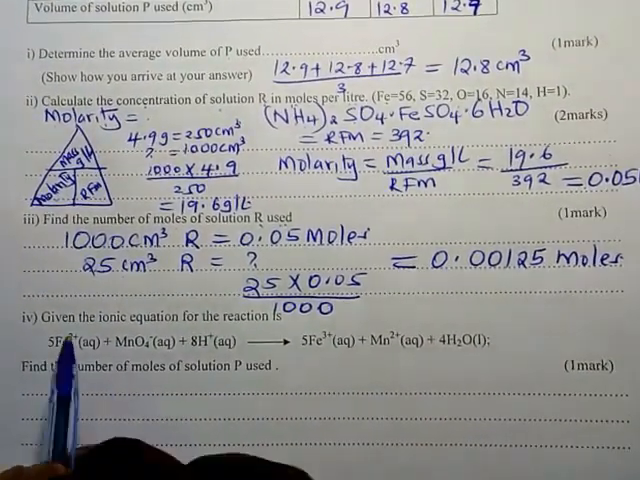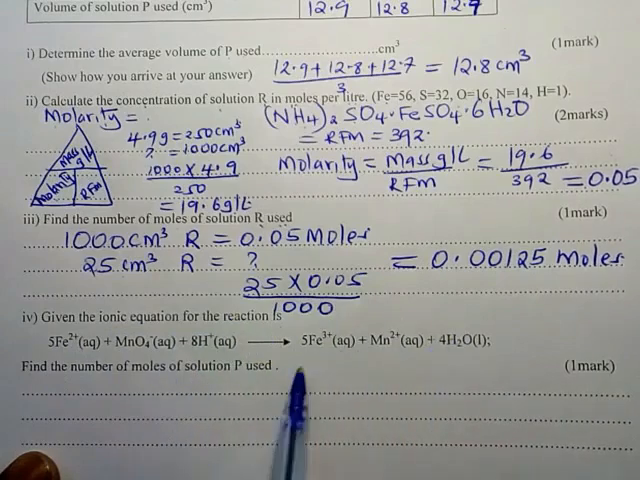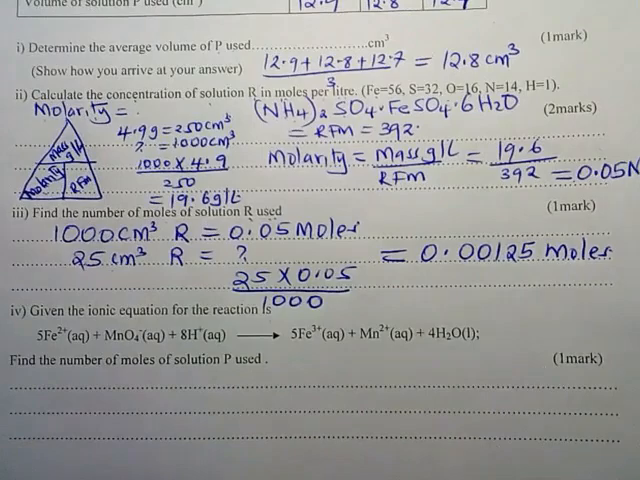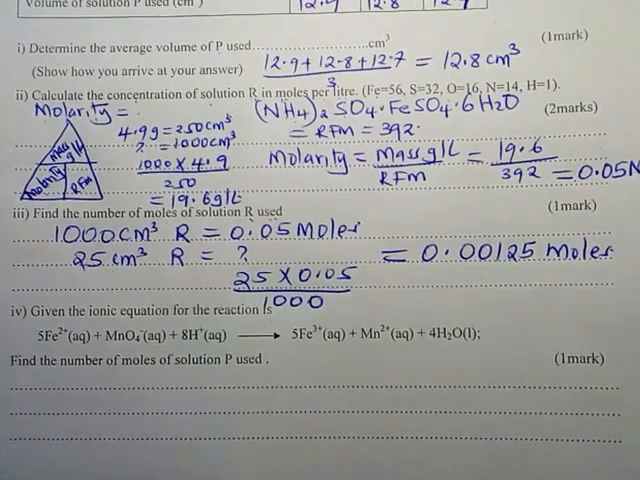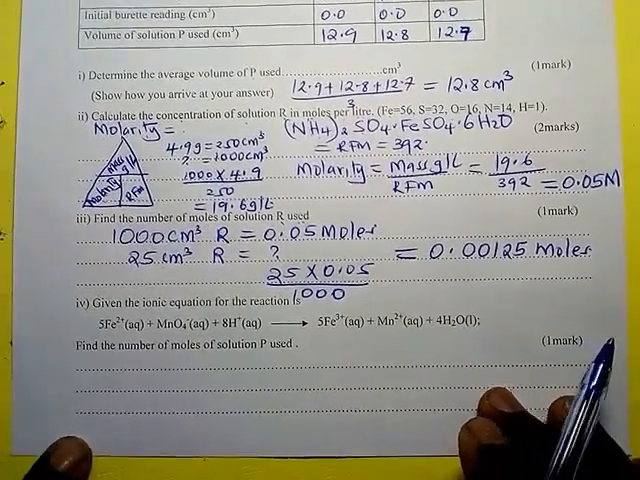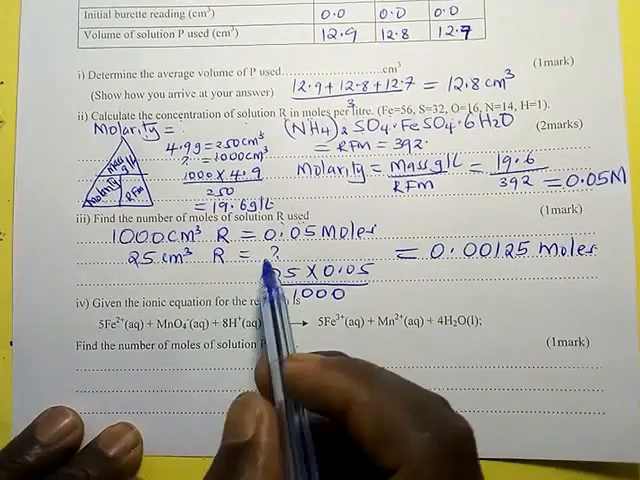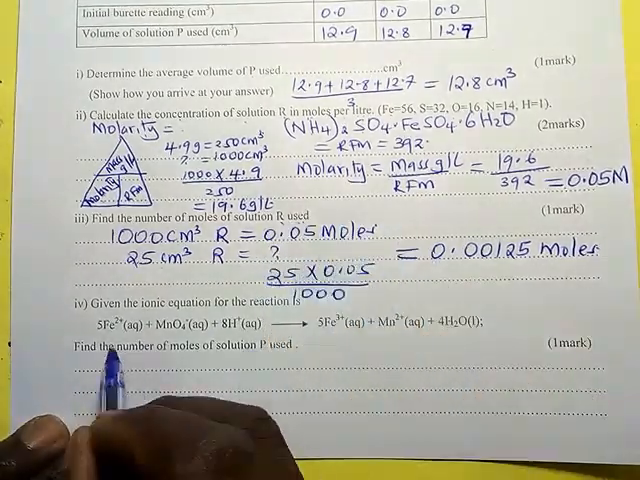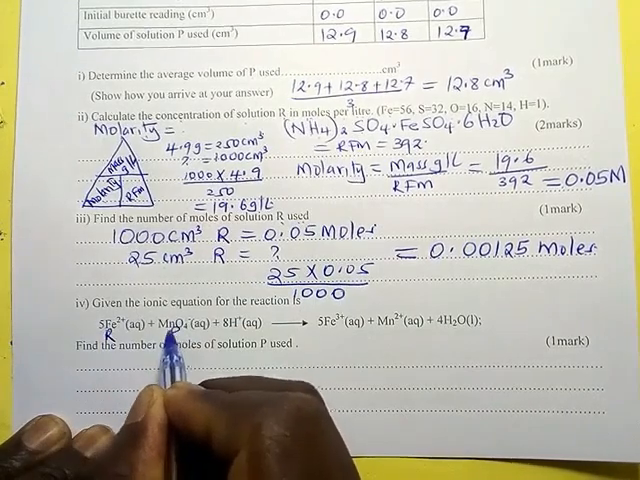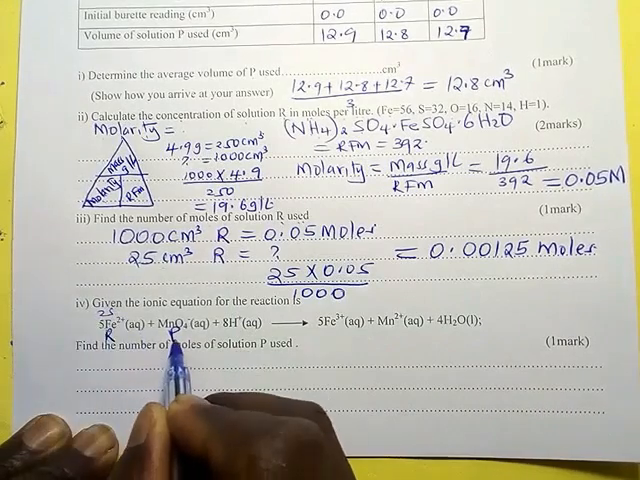Next question. The ionic equation for this reaction will always be given, so you don't need to worry about that. So we have been given the ionic equation of the reaction that took place. But remember, what is R? R was the ammonium iron(II) sulfate. So this one represents R. This one represents P. What was the volume of this used? 25. What was the volume of this used?